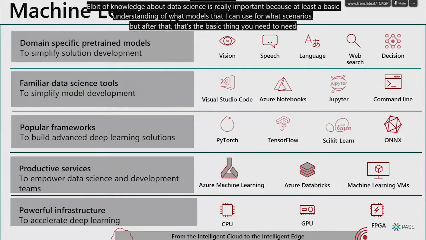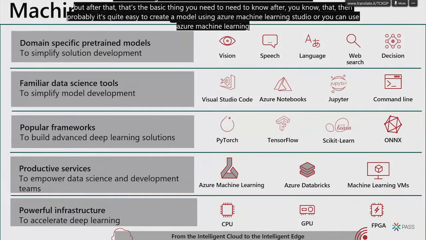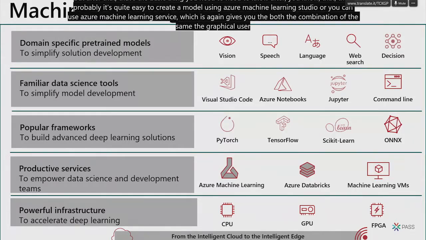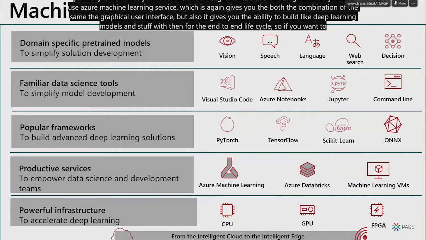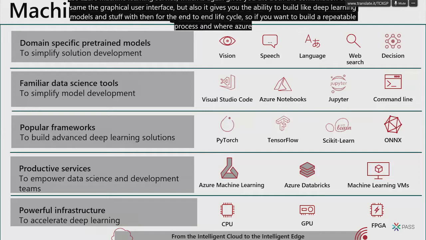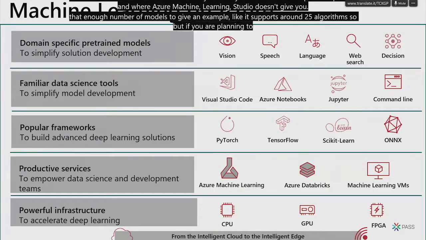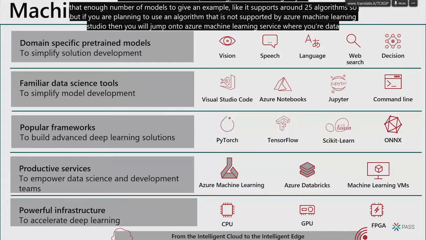After you know that, it's quite easy to create a model using Azure Machine Learning Studio, or you can use Azure Machine Learning Service, which gives you the combination of the same graphical user interface, but also the ability to build deep learning models for the end-to-end life cycle, if you want to build a repeatable process. Azure Machine Learning Studio doesn't give you enough models; to give an example, it supports around 25 algorithms. But if you are planning to use an algorithm that is not supported by Azure Machine Learning Studio, then you will jump onto Azure Machine Learning Service, where your data scientists can create their models and automatically utilize them.